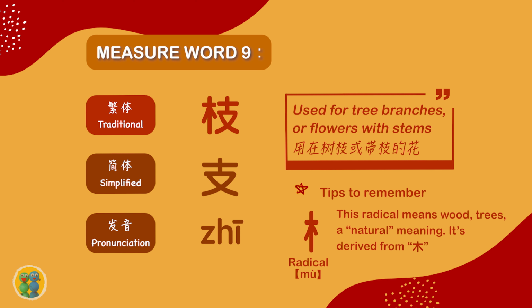The ninth measure word is 枝. 枝 is used for tree branches or flowers with stems. And here the radical 木 appears again. So this radical means wood and trees. It has a natural meaning. It's derived from the character 木. And once again, this radical is important. So we recommend you remember this radical because it will be helpful for you to recognize some characters or words.